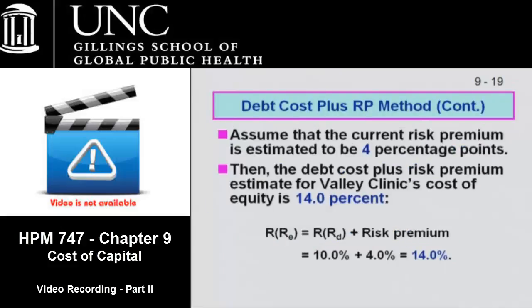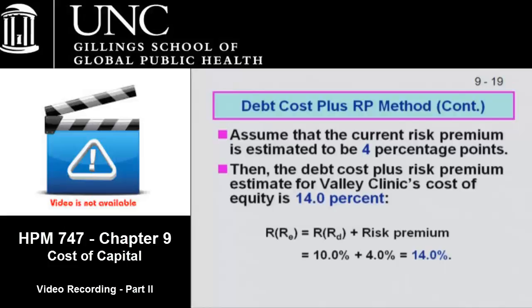So let's just go through an example here. We assume the current risk premium is 4%. So we're going to look at the average firm in healthcare, and we find that the required rate of return on equity for the average firm is 14%, and the average cost of debt for a healthcare firm is 10%. So the difference between the 14 and the 10 is 4. So what that means is, sorry, I'm in finance, I'm not very good at math, the 4 percentage points represents the difference between the cost of equity and the cost of debt for the average firm in healthcare. And that's called the risk premium.